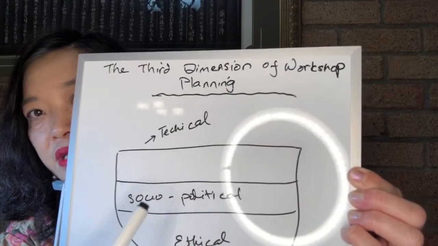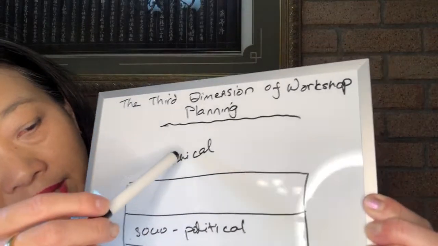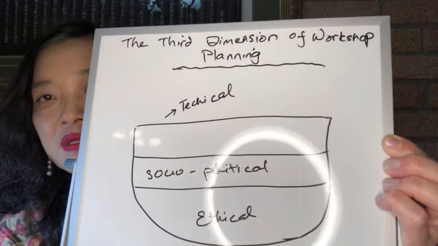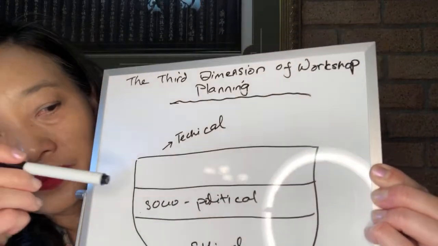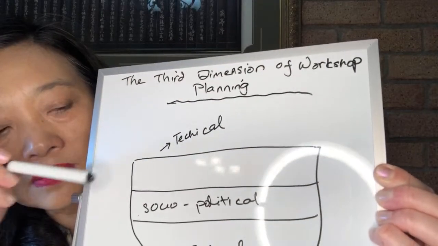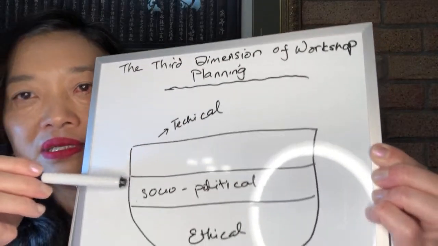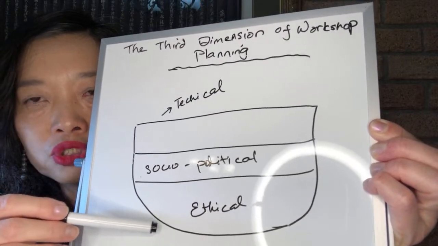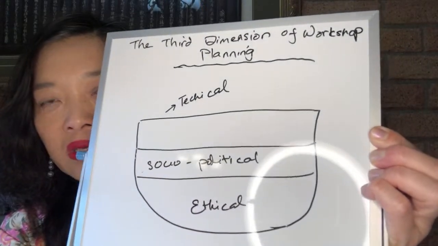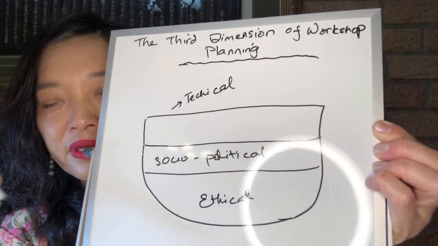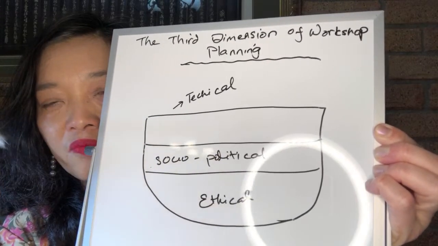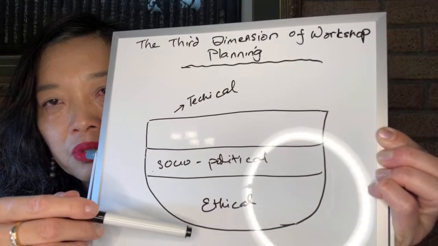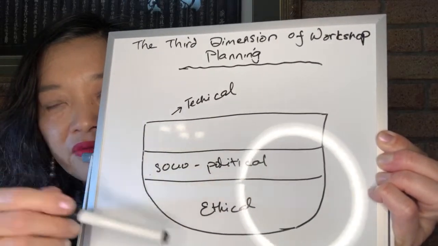You know, the third dimension of the workshop planning, you have technical, you have social, political, and then you have ethical. The technical is always on the surface, social, political is always on the second layer, ethics always on the third layer, the very bottom, just like you're planting the seeds and then the plants, the flowers, you have the roots on the bottom. The most important, everything relies on the roots.